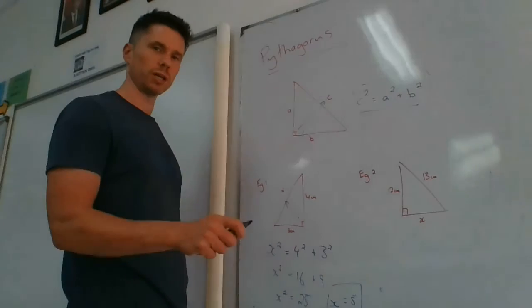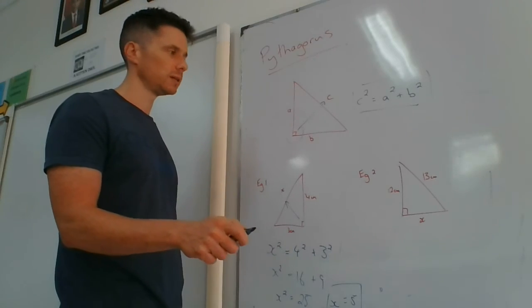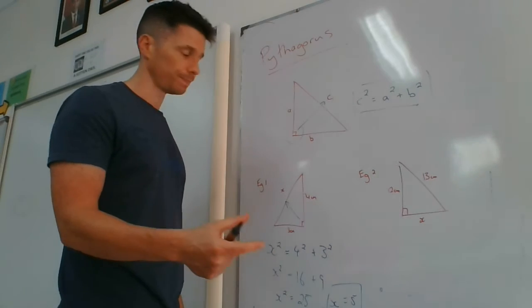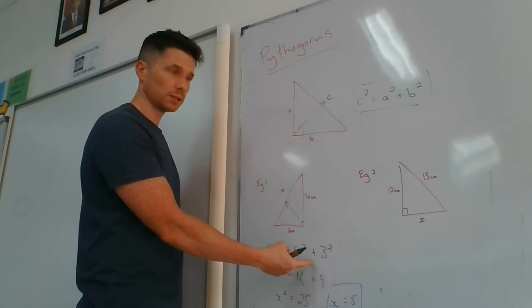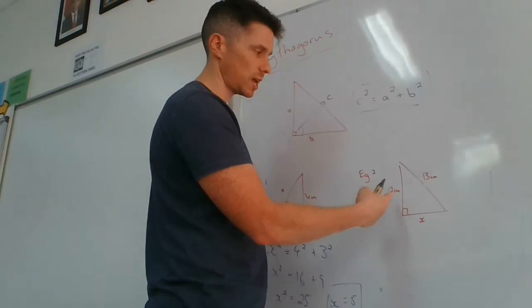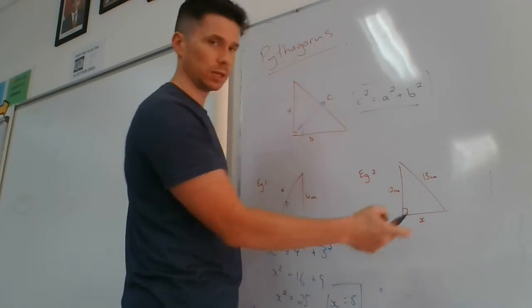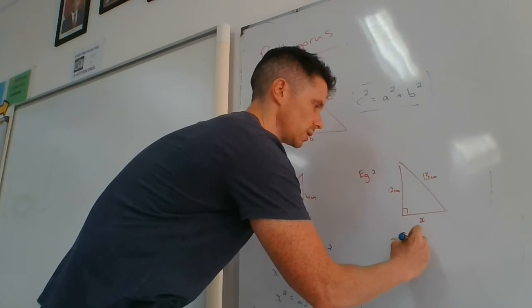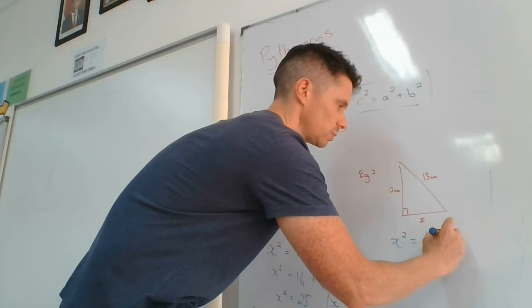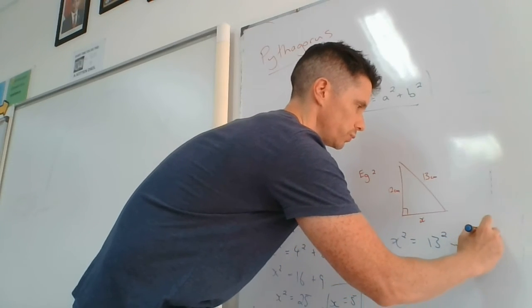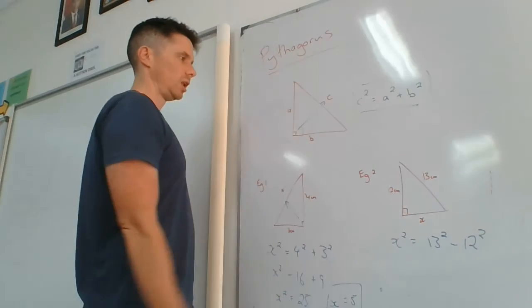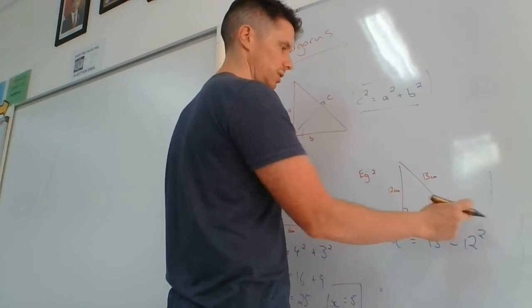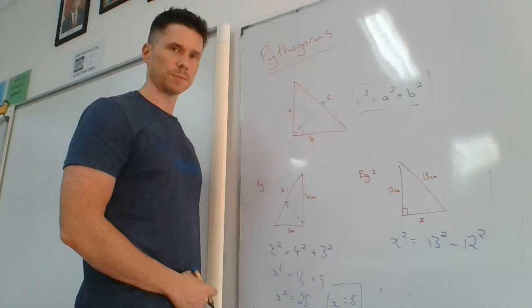If you're not looking for the longest side, you will be subtracting. Here we're adding, so we're going to subtract this, take away this squared, and that will equal one of the shorter side squares. So in this case, x squared equals 13 squared, take away 12 squared. So the longest side, take away one of the short sides, will leave you with x squared.